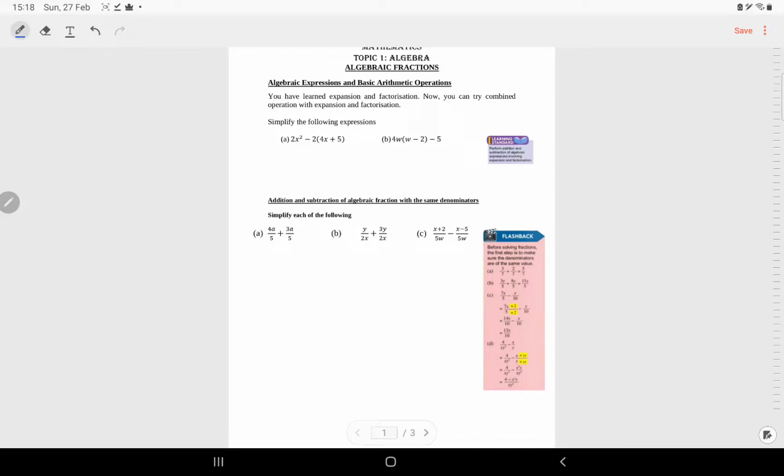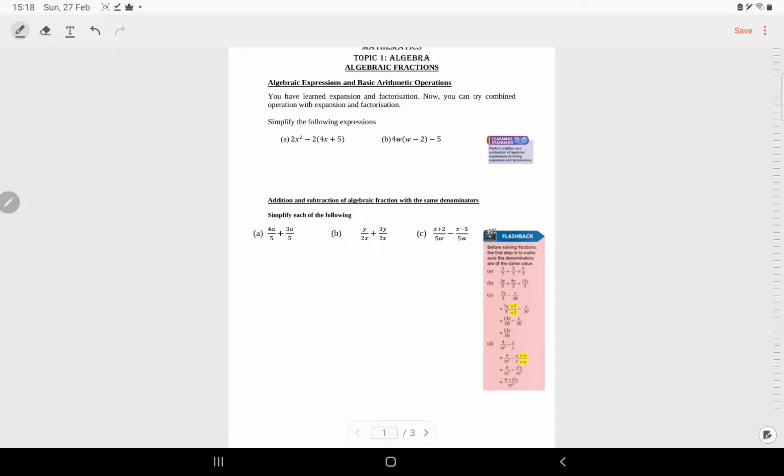algebraic fractions, but before that, let's do a quick recap on expansion and factorization. And you will be doing a lot of expansion and factorization in this topic. Okay, let's do a quick recap. So the first one here we have is 2x squared minus 2 in bracket 4x plus 5.